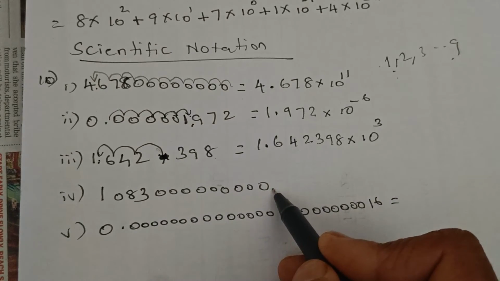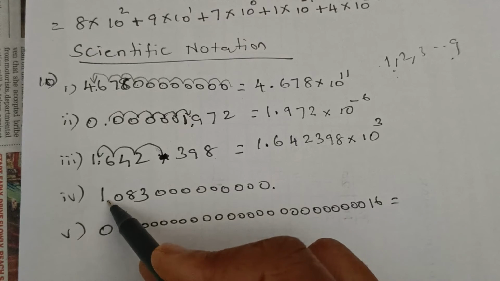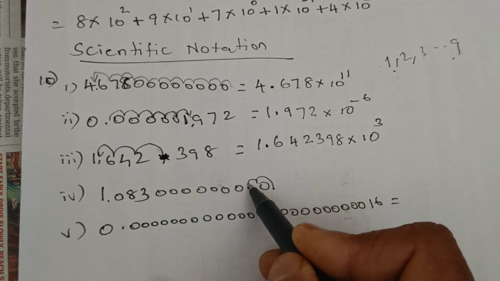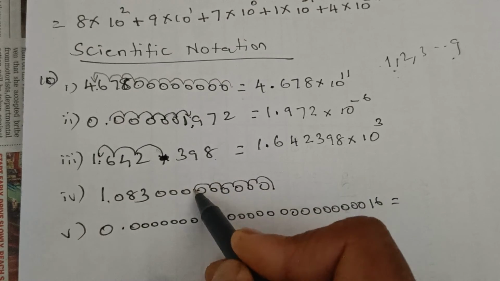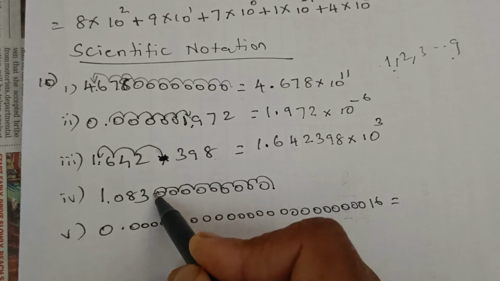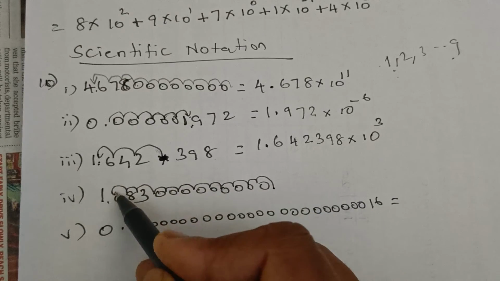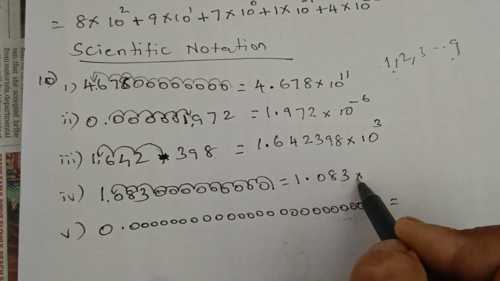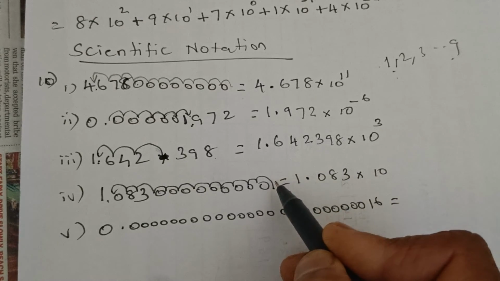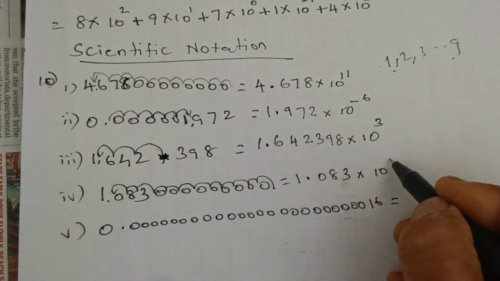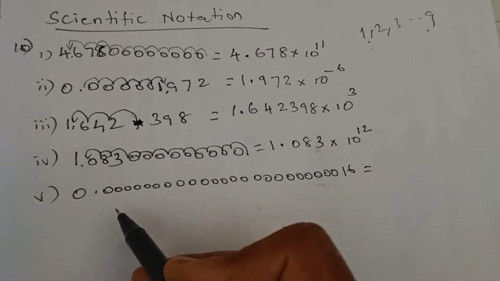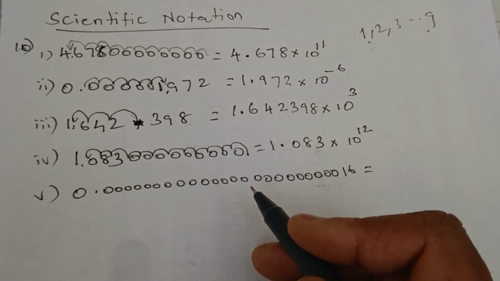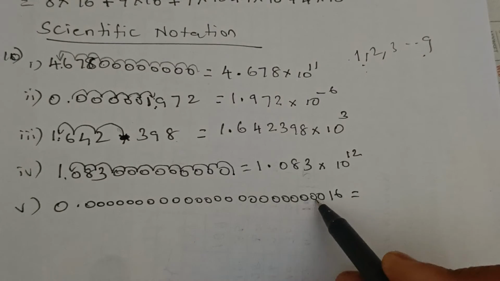Now, where is the point now? Point is here. So, how many digits are we moving? It has to come here. So, move 1, 2, 3, 4, 5, 6, 7, 8, 9, 10, 11, 12 digits we are moving. So, it becomes 1.083 into 10 to the power. From right, we are moving towards left. It is positive 12. And here, next one, if you count the zeros, there are 23 zeros here.